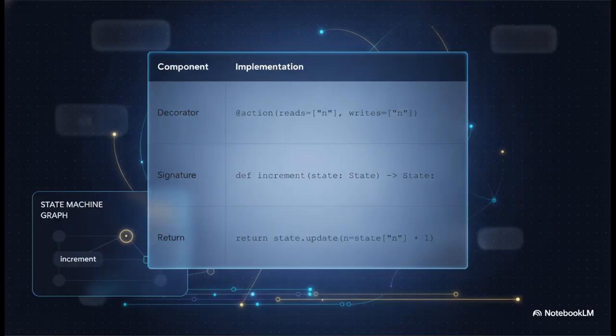To put that into perspective, take a look at the absolute simplest form of this API. It's just so clean. What we have is a standard Python function that explicitly accepts an immutable state object and returns a newly updated state. Just by dropping that @action decorator on top, we've instantly transformed a basic Python increment function into a fully trackable node within our state machine graph.